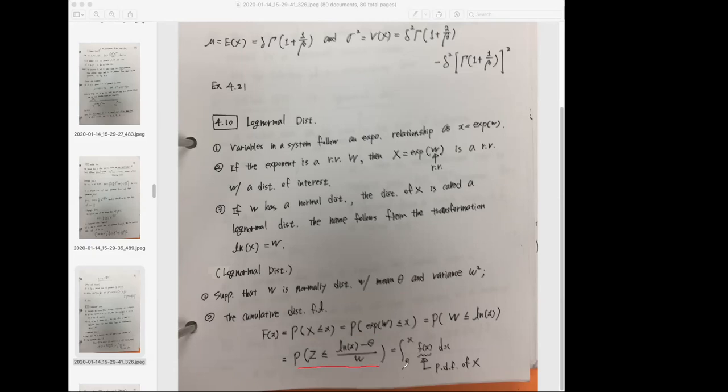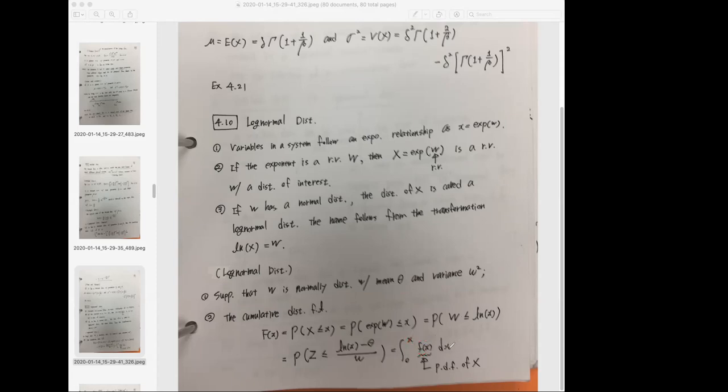Look at this. What is this equal to? It is the definite integral from 0 to natural log x minus theta over omega of f of z dz. Here, that is a typo, not f of x but f of z, where f is the PDF of the standard normal distribution.